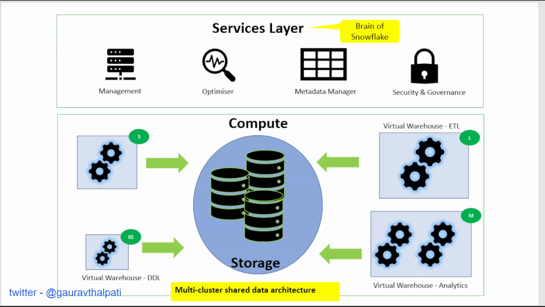There are three layers: services layer, compute layer, and the storage layer. And the most important part is that the compute and the storage are independently scalable. That's the most unique part. These two are independently scalable, and that is why this whole architecture is called a multi-cluster shared data architecture. Multi-cluster as in you can get multiple virtual warehouses, which can have multiple clusters within them for the scaling out feature, but the data is shared. So it's multi-cluster, and at the same time it's shared data.